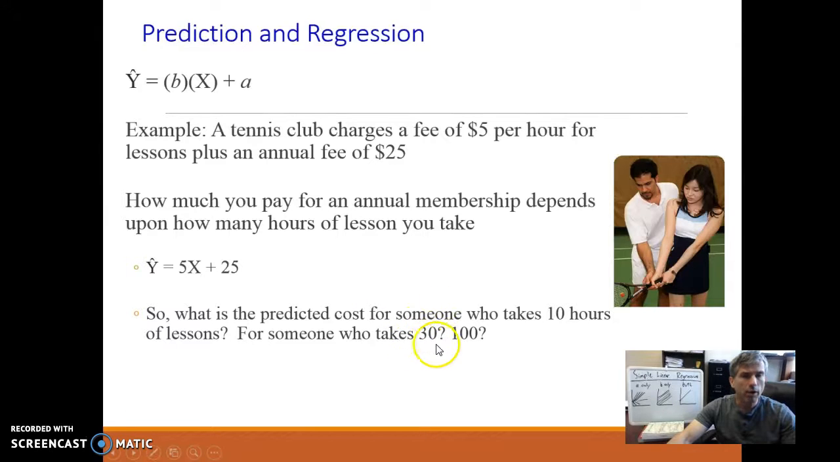What if I took 30 hours of lessons? What if I did it more often? Well, okay, they're $5 a piece. 5 times 30 is $150. We add that to 25. It's going to cost $175 for the year.